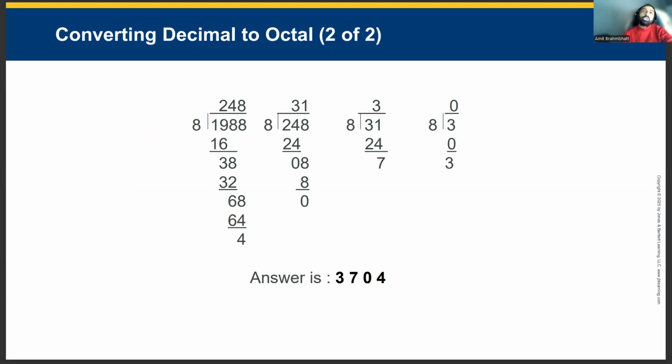Converting decimal to octal. This slide completes the conversion of 1988 from decimal to octal. After performing the repeated division by 8 and collecting the remainders, the final octal representation is obtained by reading the remainders in reverse order. In this example, the result is 3704 in base 8.